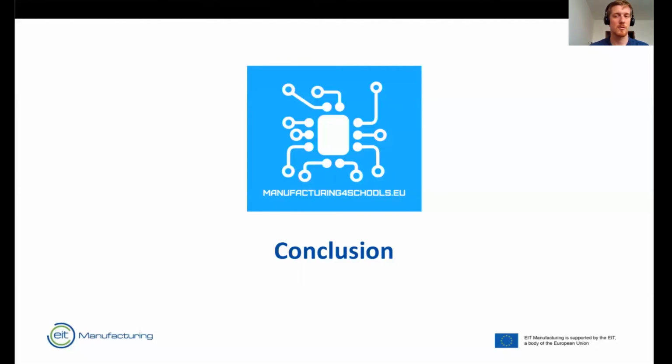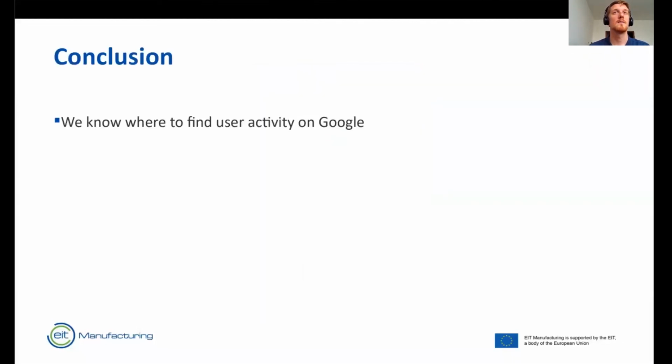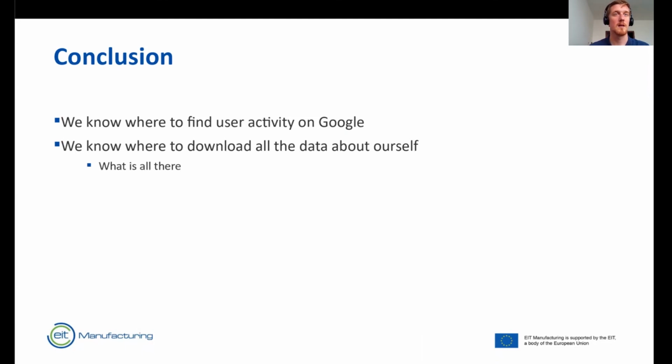So here is the conclusion of our presentation. Now I hope you know where to find the user's activity on Google, how to download all the data about yourself or about other users, and what type of data are stored in there. And we also explained how to investigate a smartphone in really few slides.